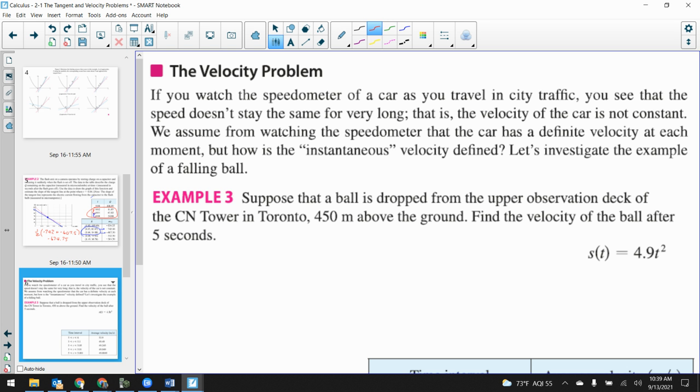So your speedometer is never truly giving you instantaneous velocity. But what it is giving you is average velocity, from time to time. We're going to have a problem a little bit later on in the year where we say, if you travel down to Columbus, 120 miles, and you get there in 2 hours, your average speed is 60 miles per hour, right?